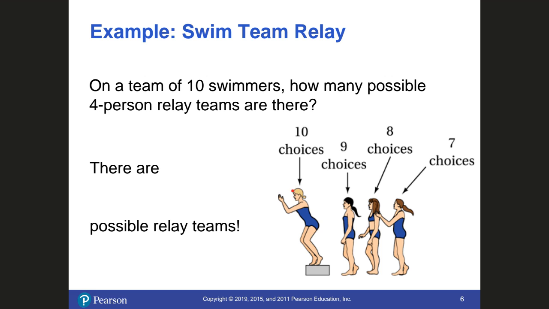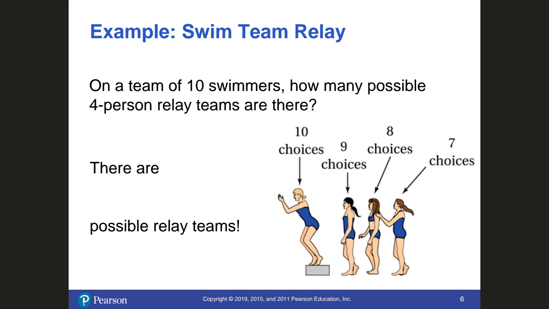Having the girl with blonde hair go first and the girl with black hair go second is different from having the girl with black hair go first and the girl with blonde hair go second. So order matters, no repetition. This is a permutation problem. But notice I'm not using all 10 of my swimmers. So how do you do this problem?